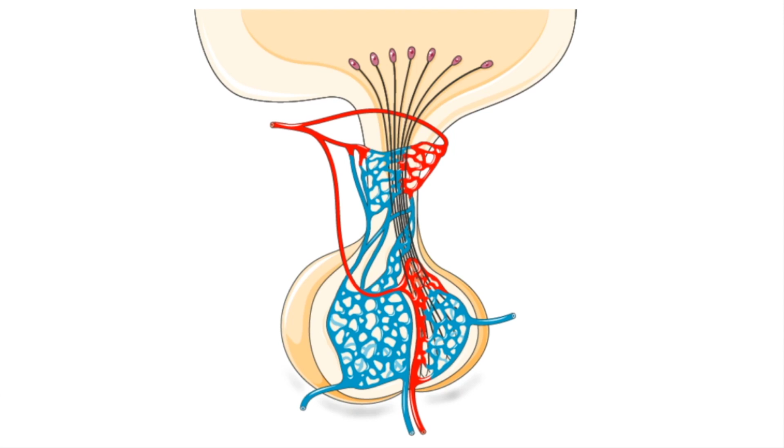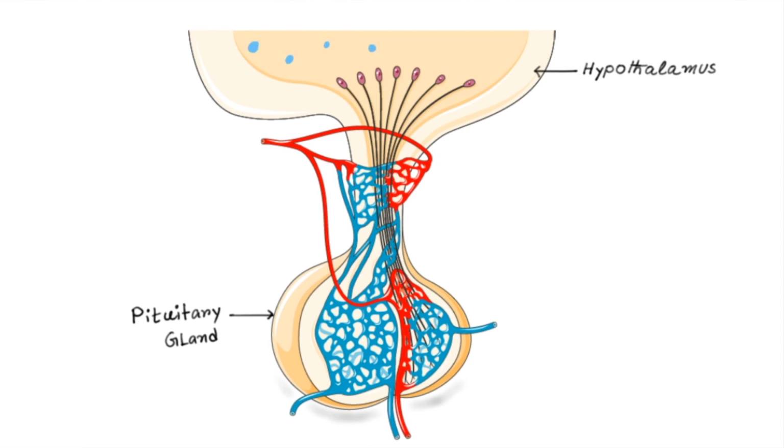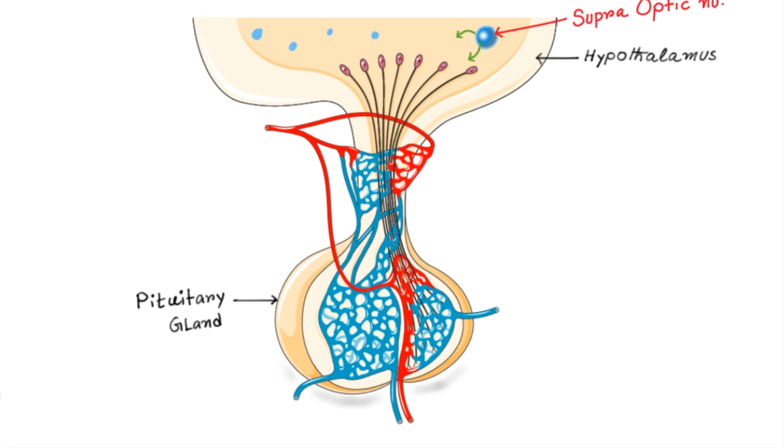Let's see where the ADH comes from. Here, this is the hypothalamus, and just beneath the hypothalamus there is the pituitary gland. There are lots of nuclei present in the hypothalamus. One such important nucleus is the supraoptic nucleus. This nucleus synthesizes ADH, which comes down to the pituitary gland.